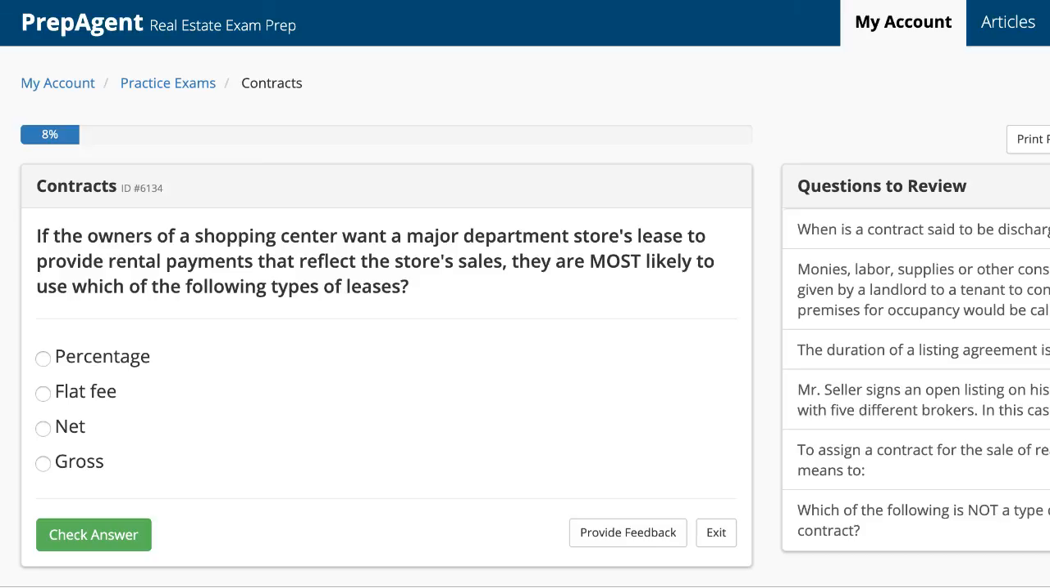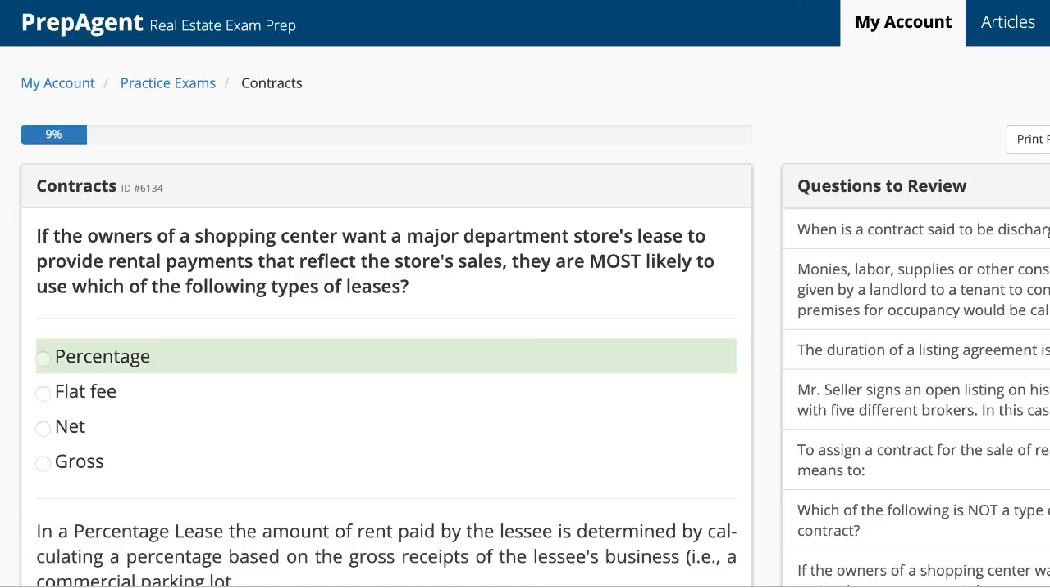Okay, as for the one on the board, the answer is a percentage lease. So you have different types of leases. What is a percentage lease?